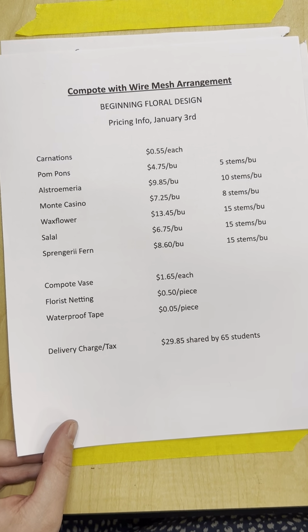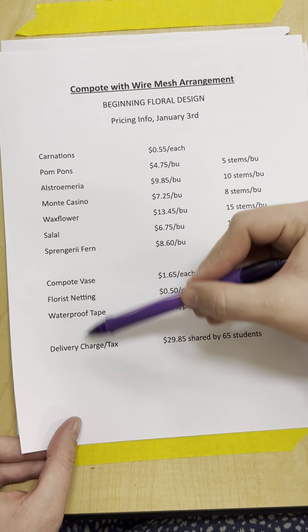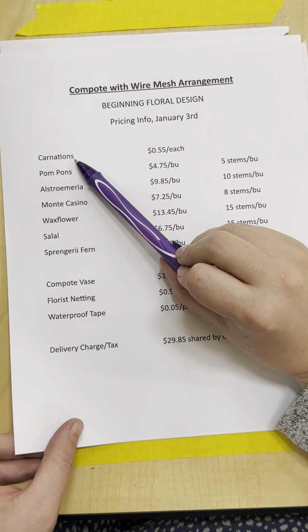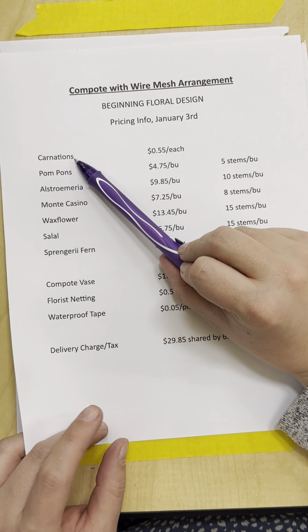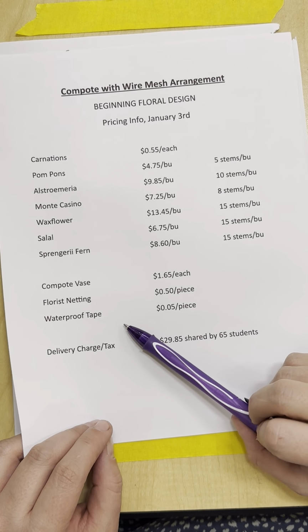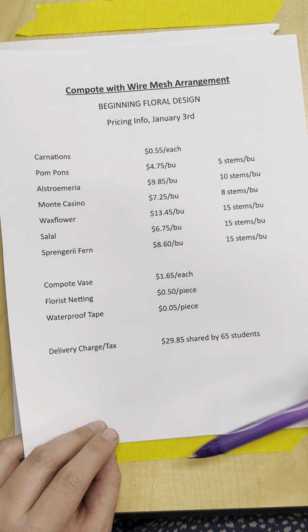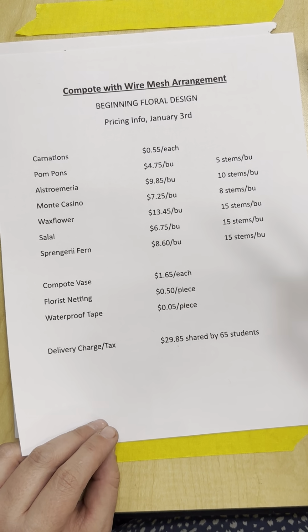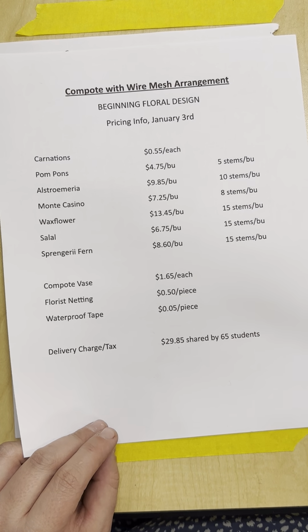on Google Classroom. Even if we start to use the same flowers over and over again, like you will more than likely see carnations in two or three arrangements this semester. You might see the same greenery. You might see waterproof tape again, for instance. Always check the price sheet that is current for that arrangement, because all of these are market prices.